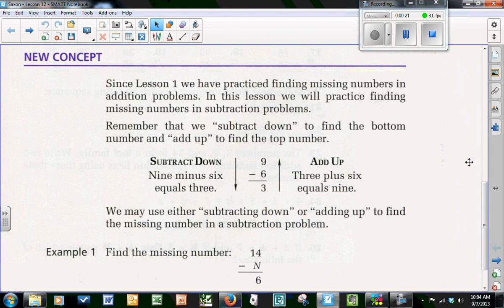So since Lesson 1, we have been practicing finding missing numbers in addition problems. But in this lesson, we will practice finding missing numbers in subtraction problems. So we want to remember that there are two strategies we can use.